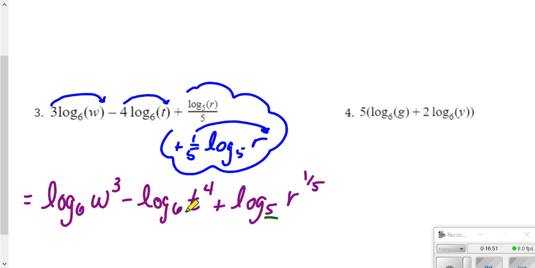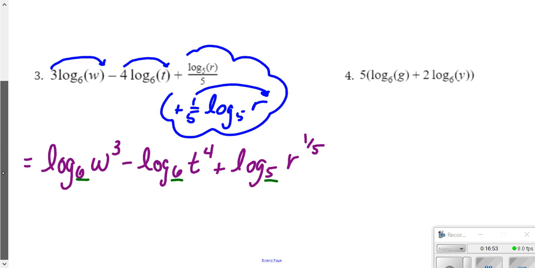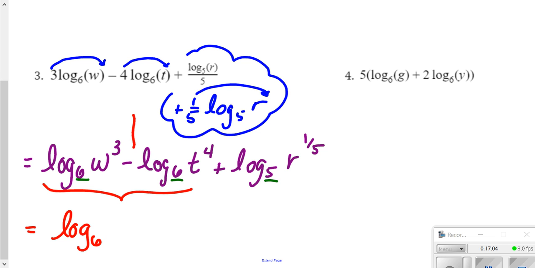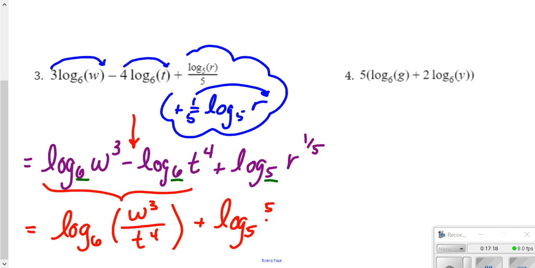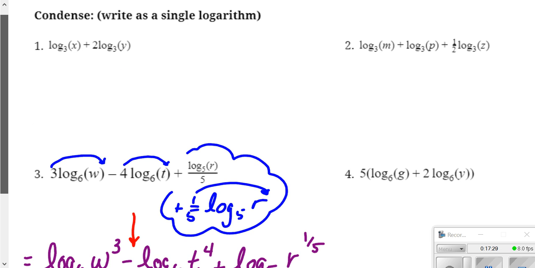So there's different bases here. Can I use the properties and smush things together? Well, only if I have the same base. So these two can go together. So base 6 log of, okay, now with subtraction, that's division. So I use division here. And over here, I could choose to rewrite this as the 5th root of r, but that's all I can really do in terms of condensing unless these bases were actually the same, which they are not, okay? So that's the idea of condensing.